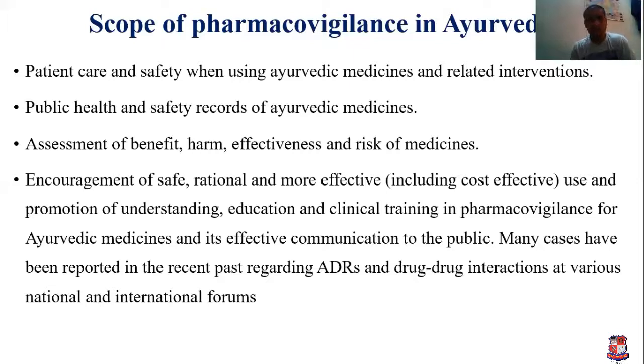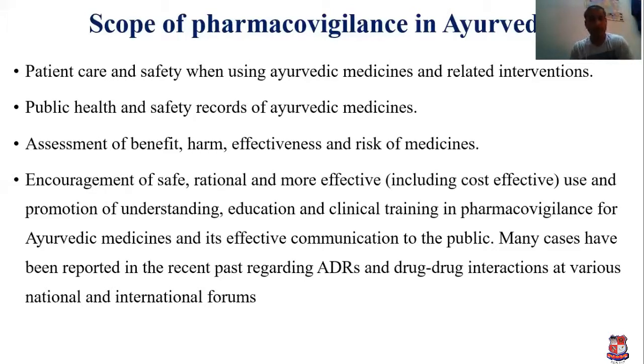So as we know, if we know the effect of a drug, we know the behavior of the drug, then we can definitely say that this drug is safe, this drug is unsafe. So we can achieve our goals of medications by knowing pharmacovigilance. So what is the scope?